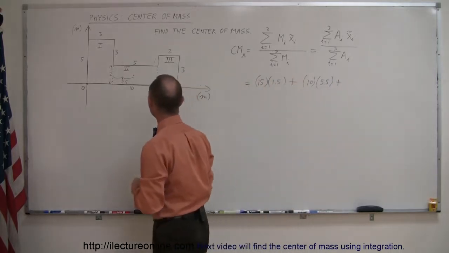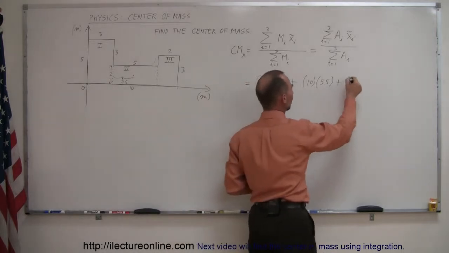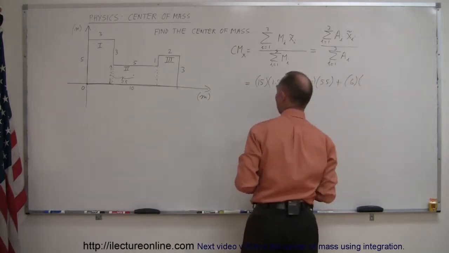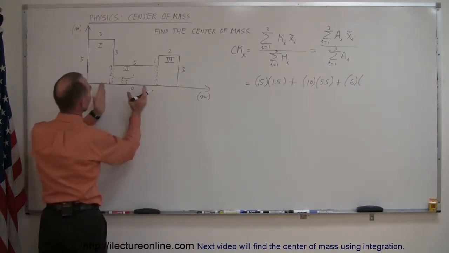And then finally the last piece, that piece is 2 wide and 3 high. That's 2 times 3, which is 6 square meters in size. And the center of mass of that area is right there. And so it would be 3 plus 5, which is 8.